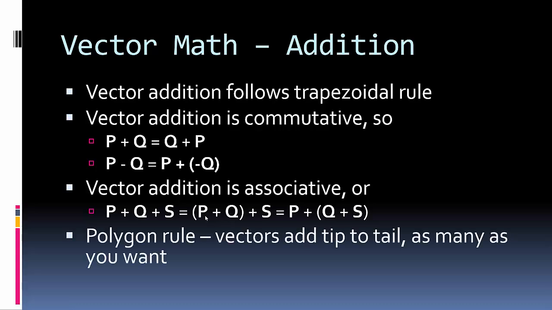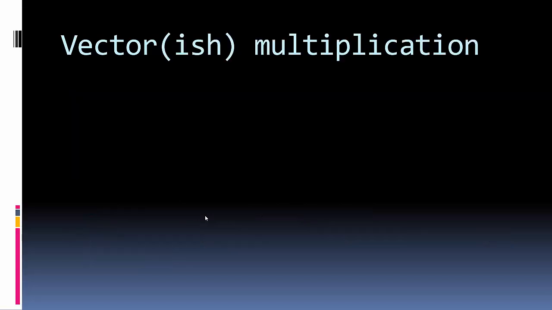And it follows a polygon rule. Vectors add tip to tail, as many as you want. Say you have 27 vectors, right? You go from the tail to the tip, and then the next one starts at the tip with its tail and on to the tip and so on. And then when you're all done, you just start from the tail of the first one to the tip of the last one, and that's your new vector. That's the polygon rule.